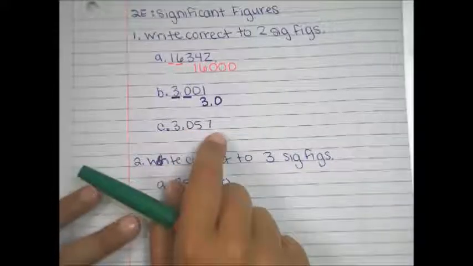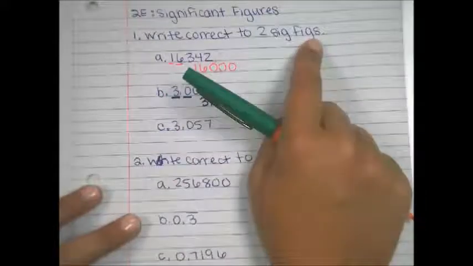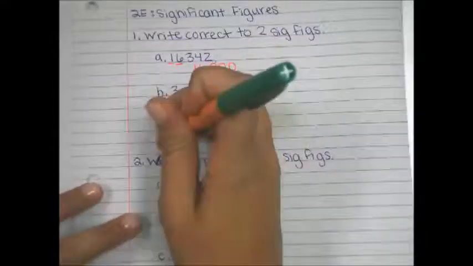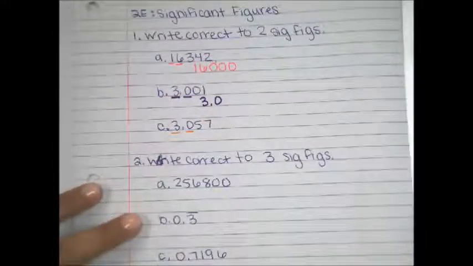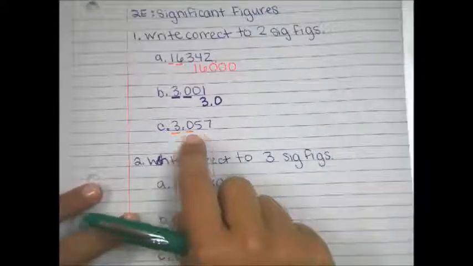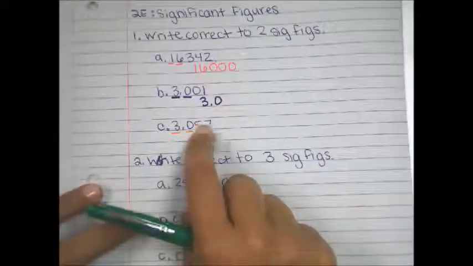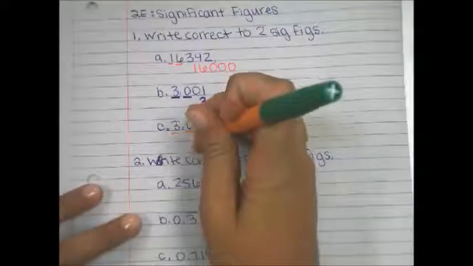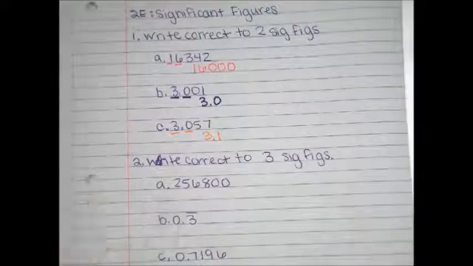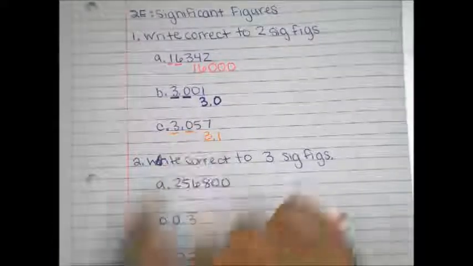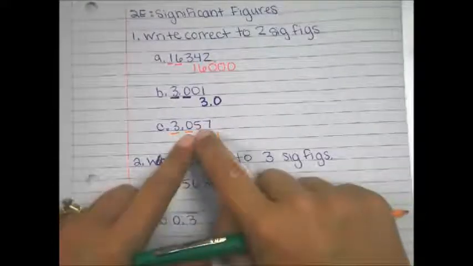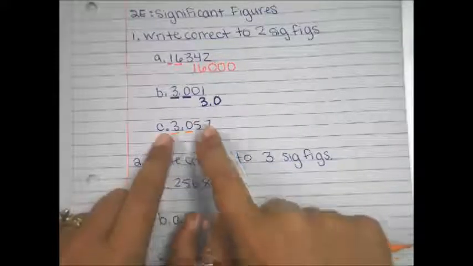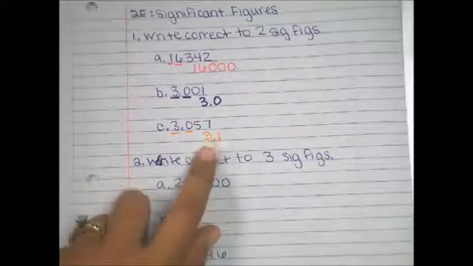All right, for part C, we've got 3.057. This would be 1, 2, 3, 4 significant figures total. We want to round to just 2 significant figures. 1, 2. Now, because the number after this 0 is a 5, that 5 is going to push the 0 up to a 1. So this would be closer to 3.1 than it is 3.0. If you think about closest to, since we've got this 5, 7, that makes us a little closer to 3.1 than rounding down to 3.0. So this is more accurate.